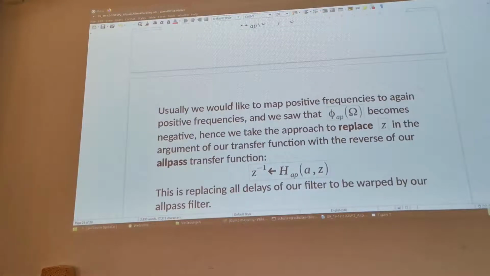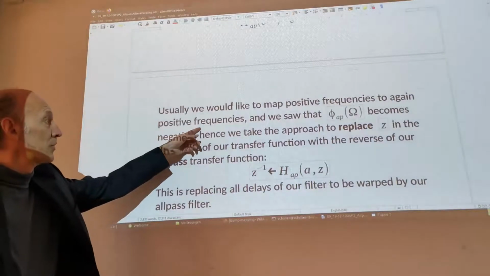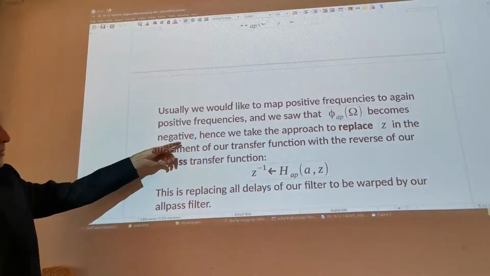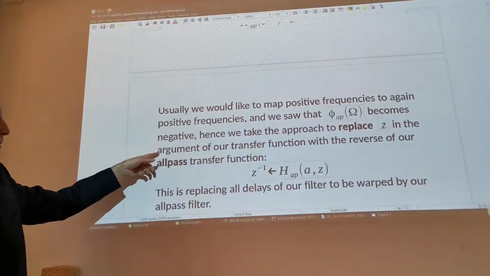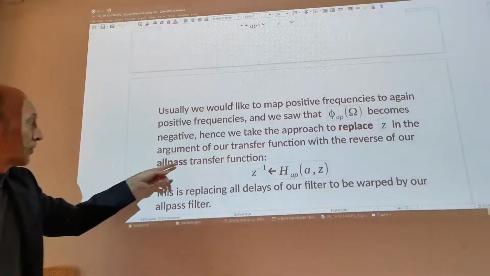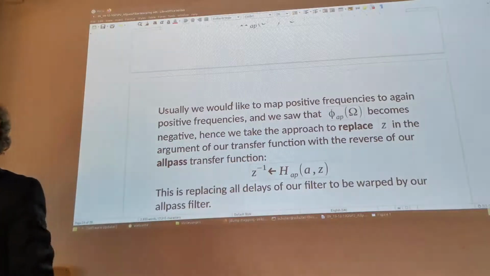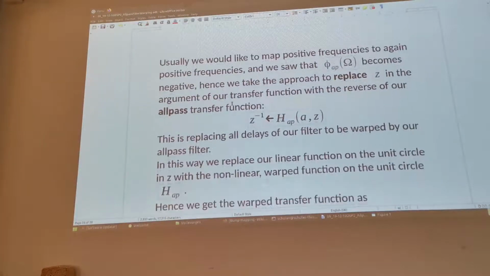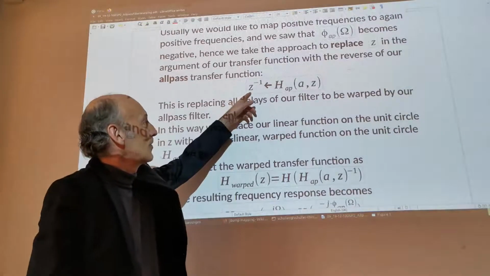So usually we would like to map positive frequencies again to positive frequencies, and we saw that phi becomes negative, hence we take the approach to replace z in the argument of our transfer function with the reverse of our allpass transfer function, because then the exponent becomes negative. Yeah, so basically here we already see how to do it.